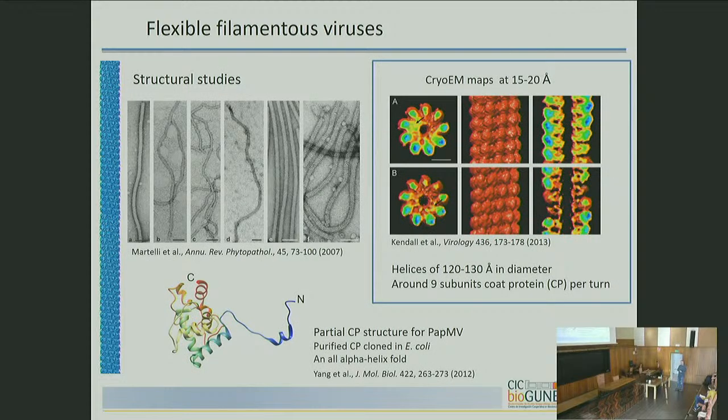At that time, what was available was a crystal structure of a fragment of isolated nucleoprotein that was expressed in E. coli, and several cryo-EM maps at intermediate resolution, 15, 20 angstroms. Actually, they were depicting the helical arrangement as a right-handed helix, similar to rigid viruses such as TMV, for instance.